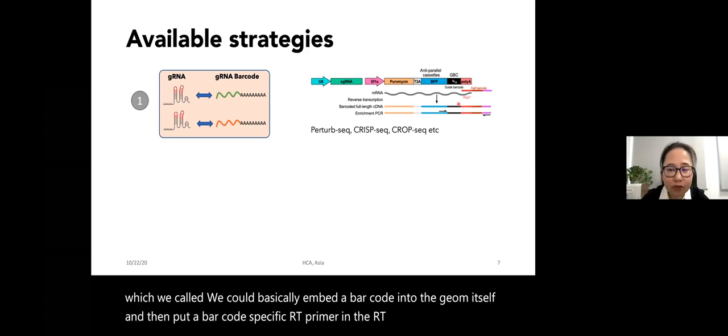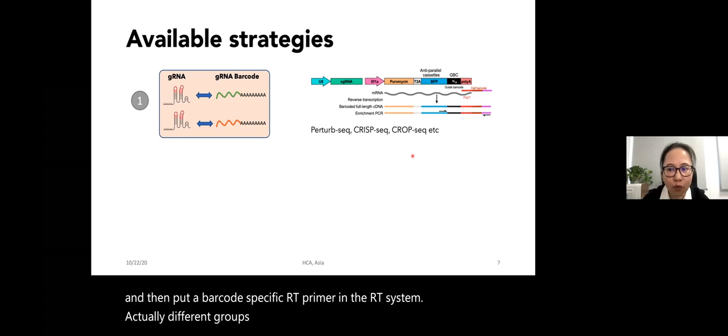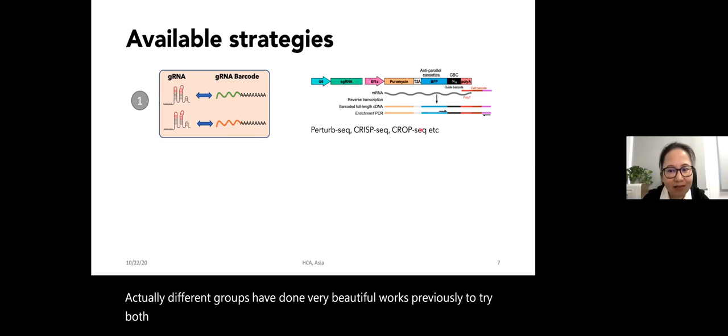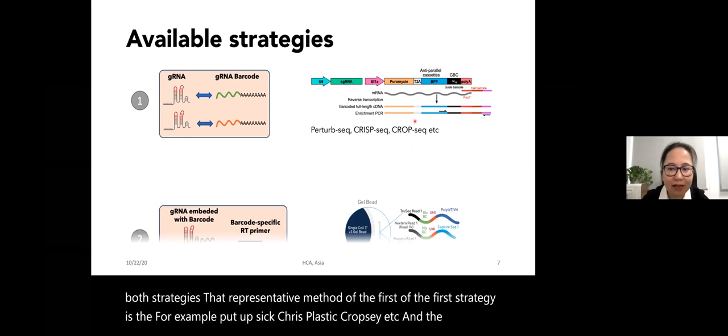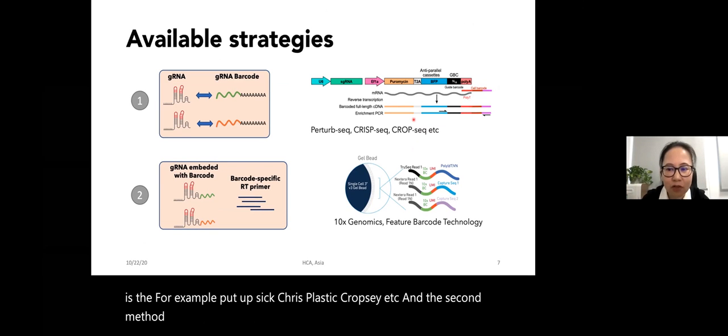Actually, different groups have done very beautiful works previously to try both strategies. The representative methods of the first strategy are, for example, Perturb-seq, CRISPR-seq, CROP-seq, etc. And the second method is basically the widely used commercial solution, which the 10x Genomics company named as feature barcode.